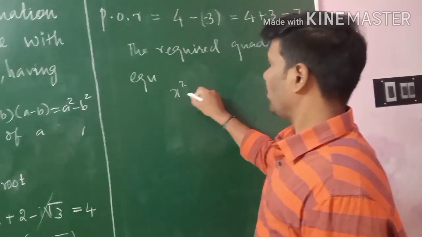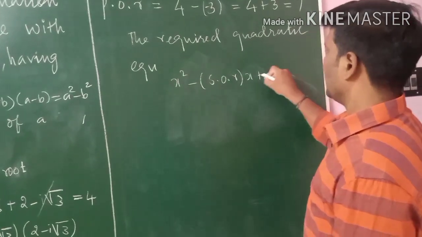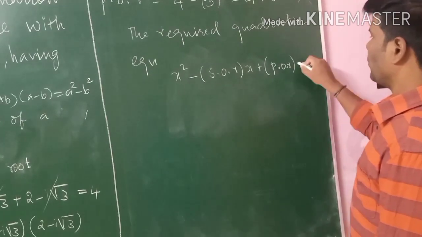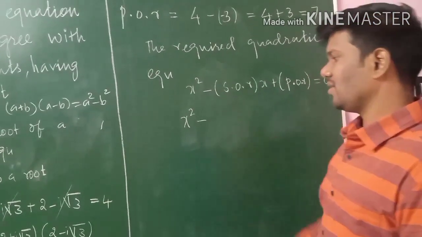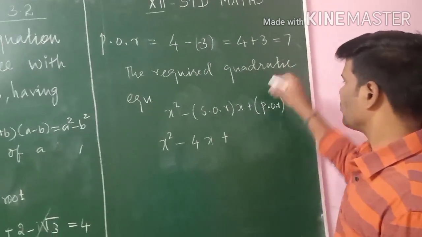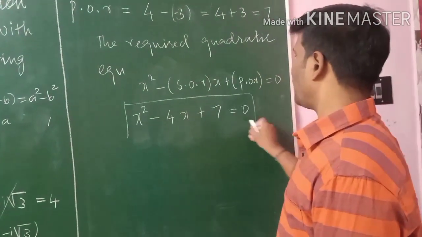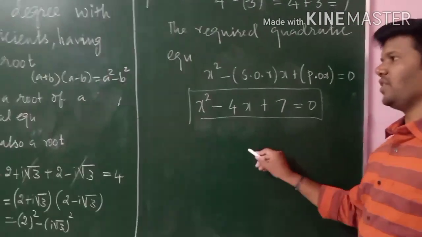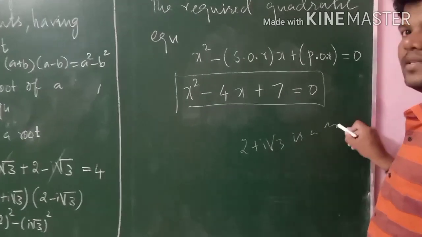X square minus sum of roots into x plus product of roots equal to 0. So x square minus sum of roots 4 into x plus product of roots 7 equal to 0 is the required polynomial equation of minimum degree with rational coefficient, with 2 plus i square root of 3 as a root.